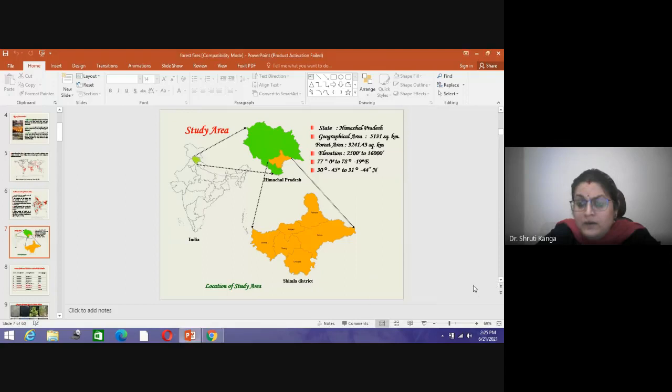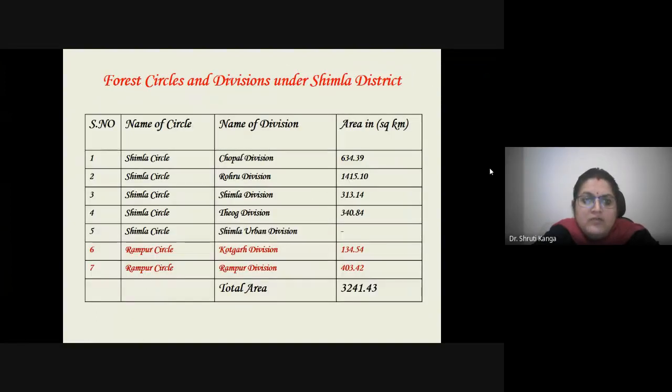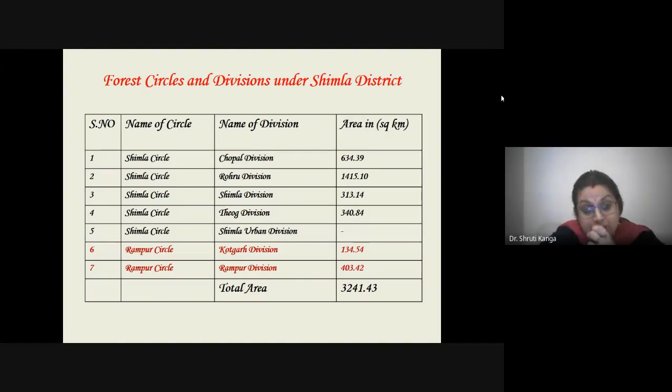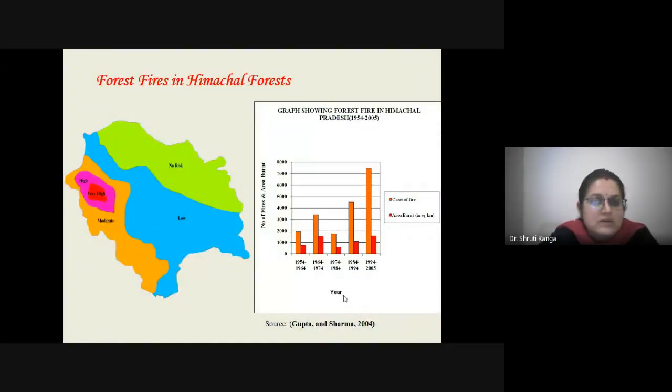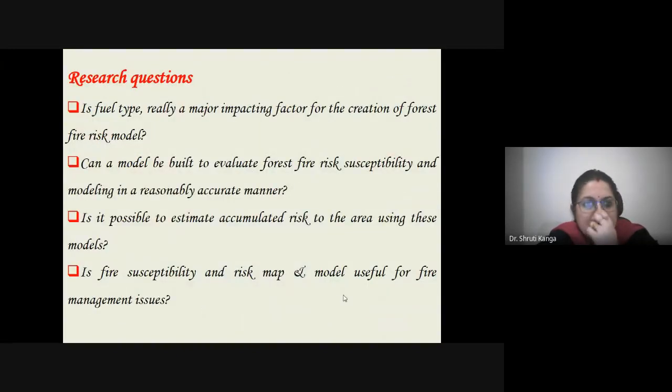In this case study, what we tried to do is demarcate the area. We took the area as the Shimla forest district, which has seven different divisions, including the complete Shimla circle and the Rampur circle. From Rampur circle, only two divisions, and this is the total area. These are the various flora and fauna and the tourist places in the Shimla district, and this is the case study in the district that we also went through in our previous class.